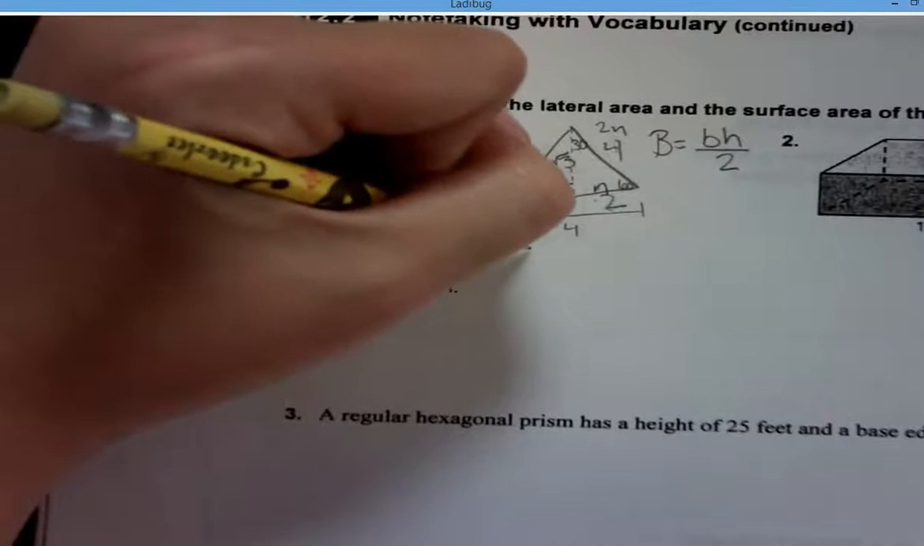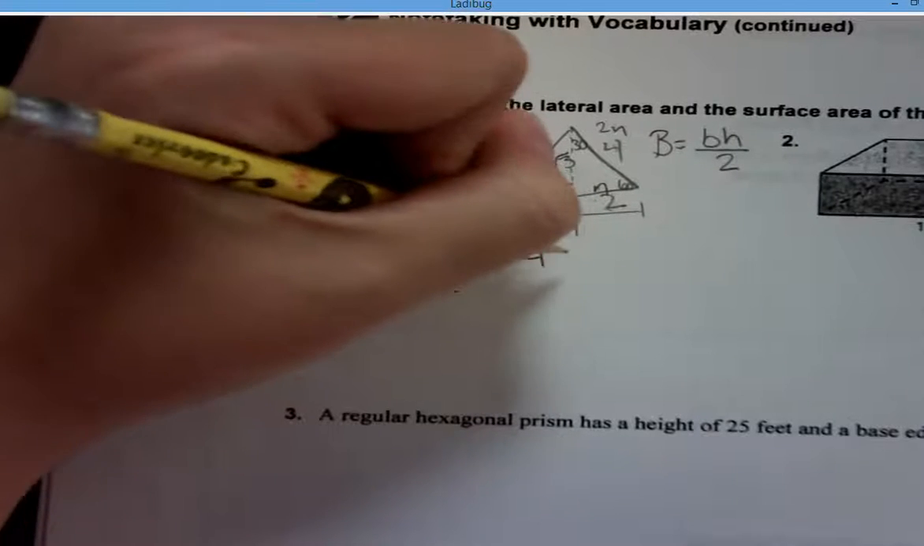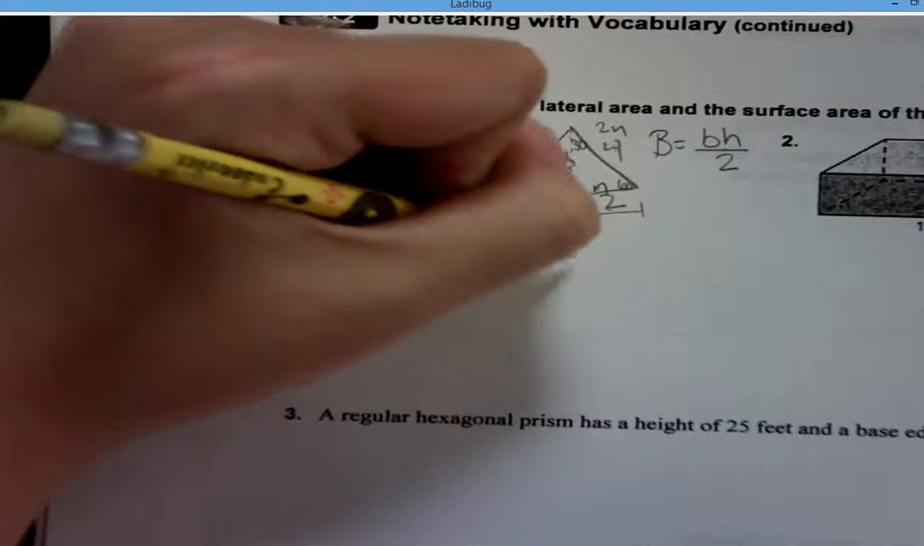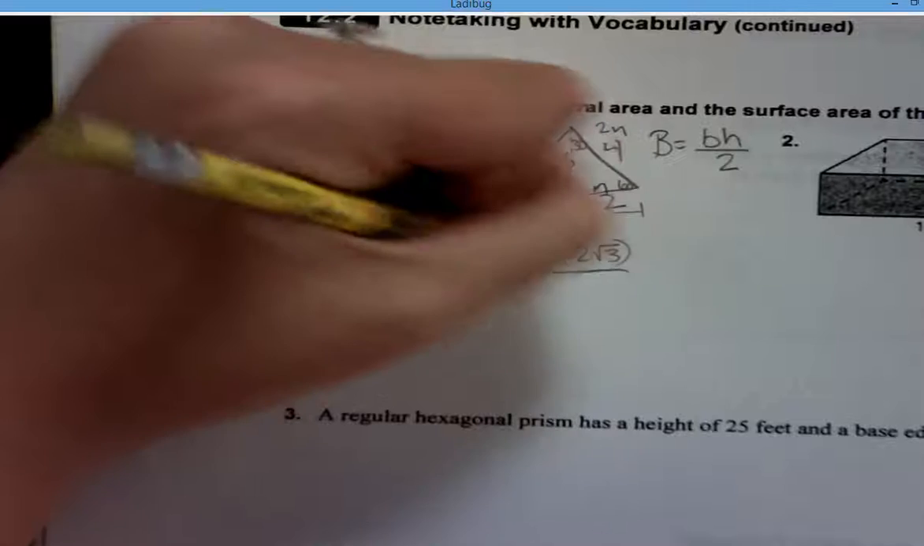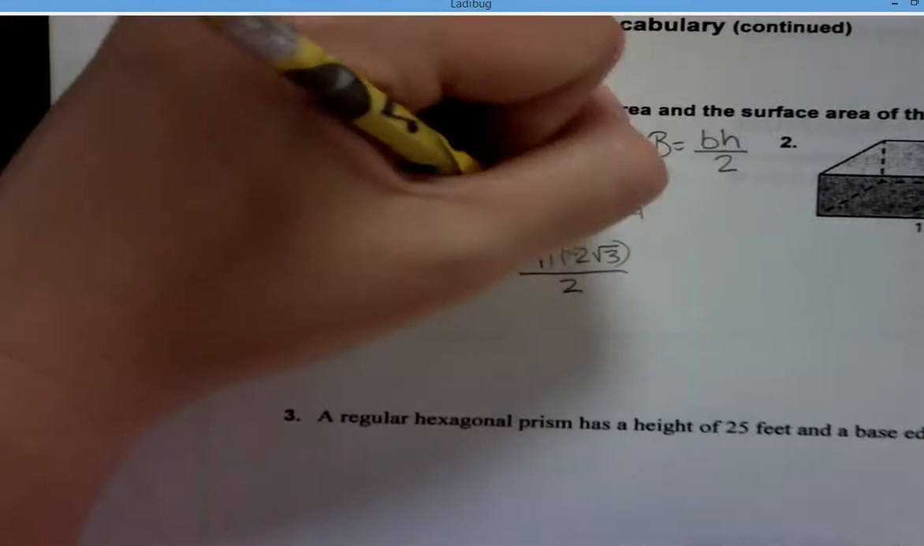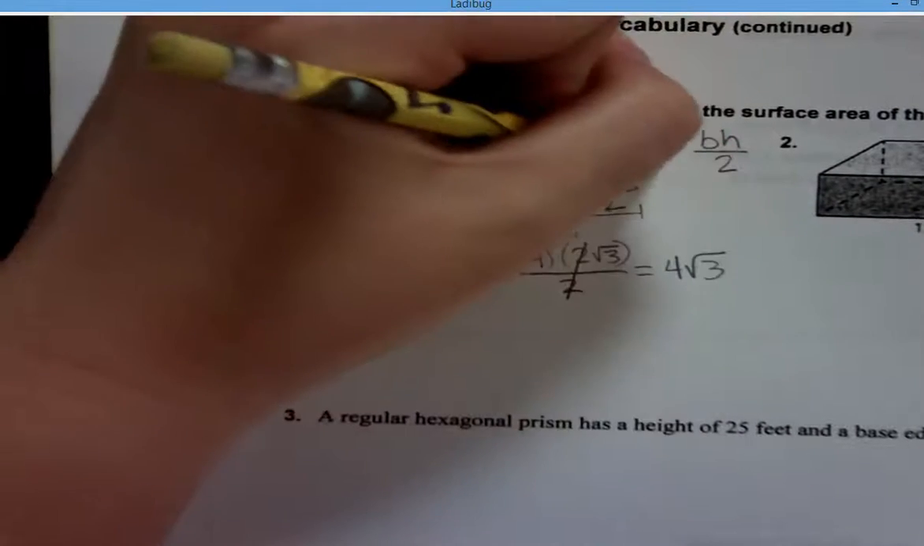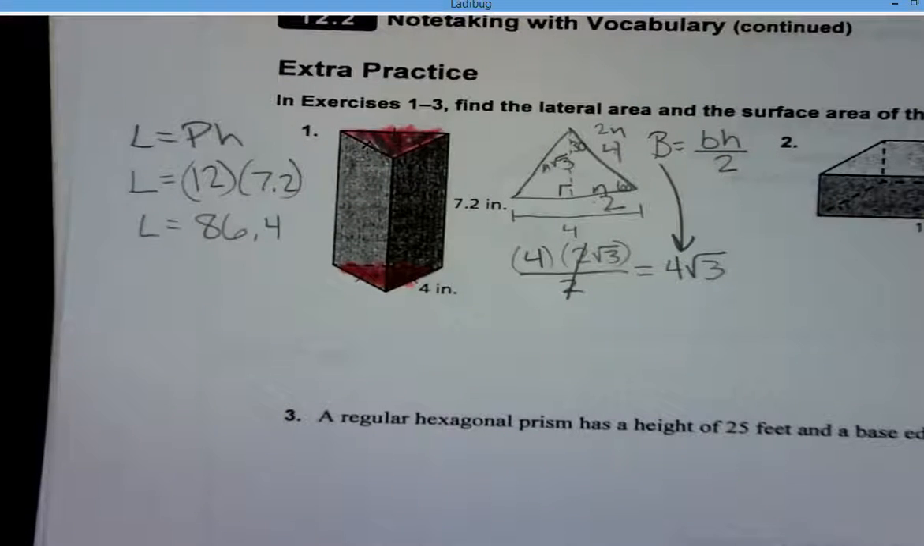So our base times height divided by 2. Our base is going to be 4. Our height is 2 root 3. We're going to divide that by 2. Okay? We did this all last unit. This should not be new to you. Hopefully. So 4 root 3 is going to be our capital B. That's what we just found. Cool. Now we can move on.